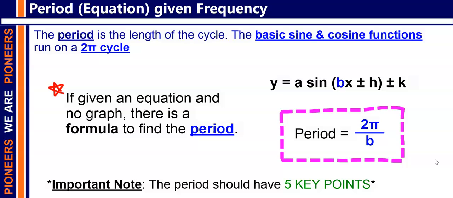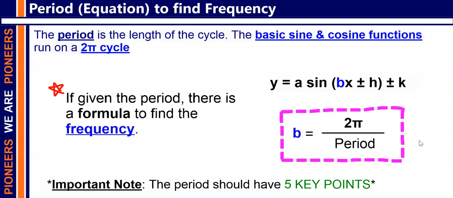Now, if you are given an equation but no graph, to find the period you just have to identify the frequency, which is the b right here, and you'd say 2 pi divided by b gives you the period. Now, if you want to find the frequency itself, if you want to find b, and you know the period, and still no graph, you can say 2 pi divided by the period, and that also gives you the frequency. So 2 pi divided by one of them gives you the other.